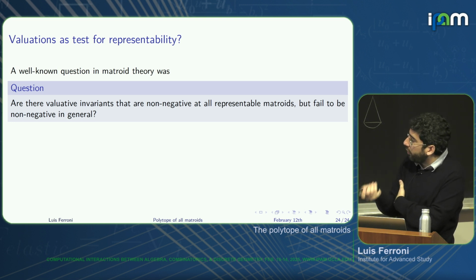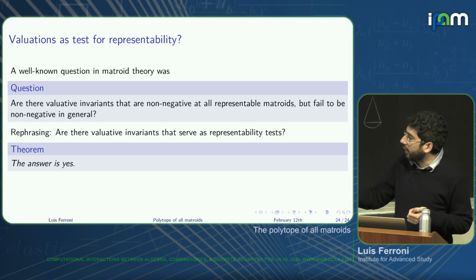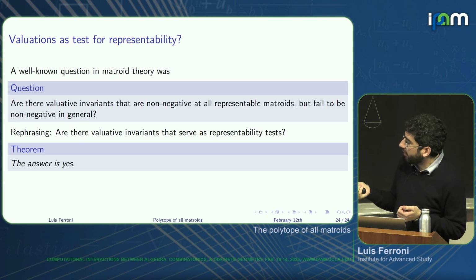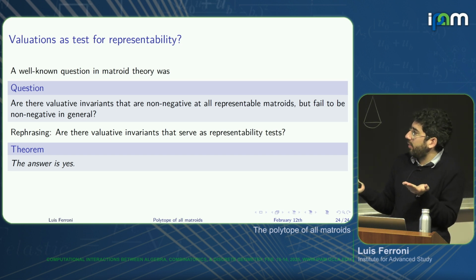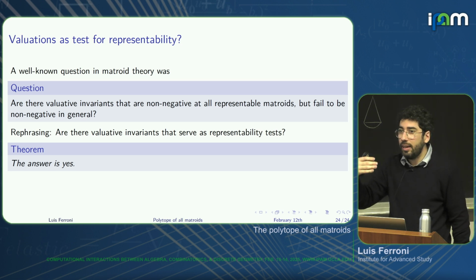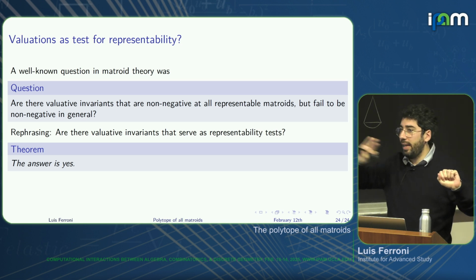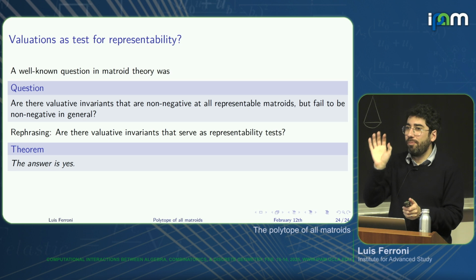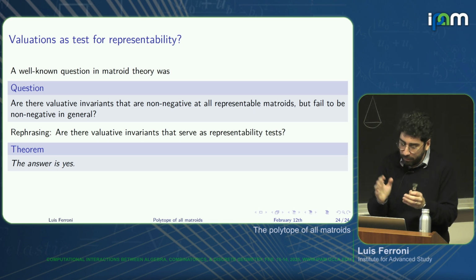But in the language of these polytopes, we can prove that the answer is yes, you can find valuative invariants satisfying this property. And notice that this is saying that you can find valuative invariants that serve as representability tests. So there is some valuative invariant that evaluates to something positive for realizable matroids, but negative for non-realizable ones. It's a test, it's not a characterization. Let me be very precise.